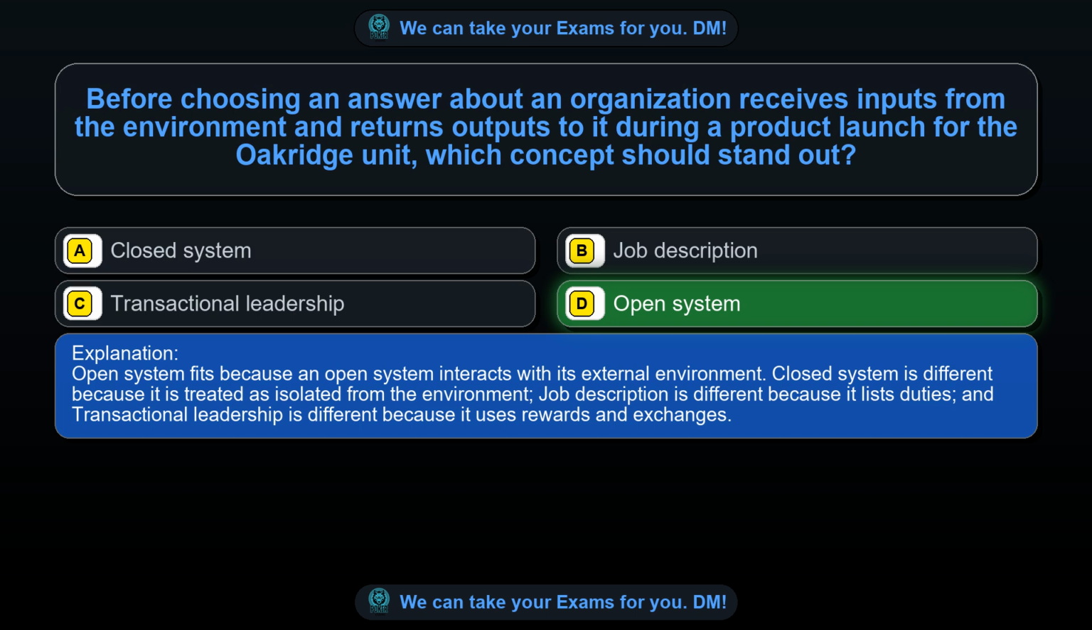Closed system is different because it is treated as isolated from the environment. Job description is different because it lists duties, and transactional leadership is different because it uses rewards and exchanges.